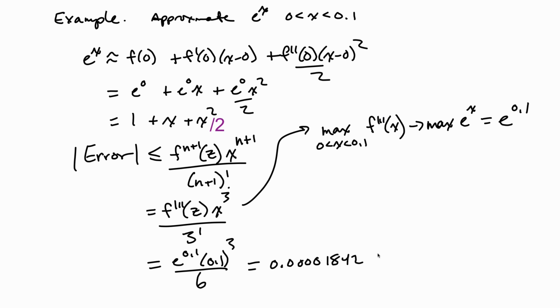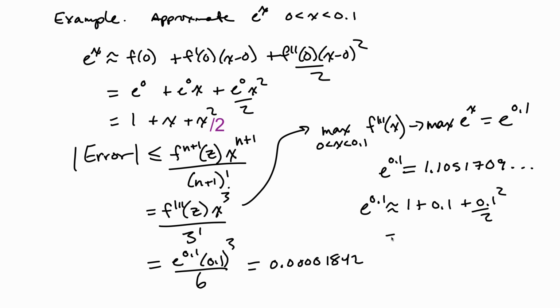0.10001842, I think. And if we check it, we see that e to the 0.1 is actually equal to 1.10517009. Using our approximation, e to the 0.1 sort of equals 1 plus 0.1 plus 0.1 squared over 2, which is equal to 1.105. So the actual error at that point is 0.17, blah, blah, blah, blah.